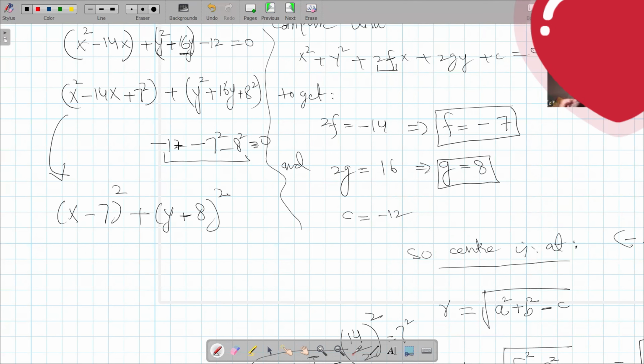And how much is this? 7 squared, 8 squared, 12. Add them all together. Minus 125. So we will throw them on the right side, and they will be positive.